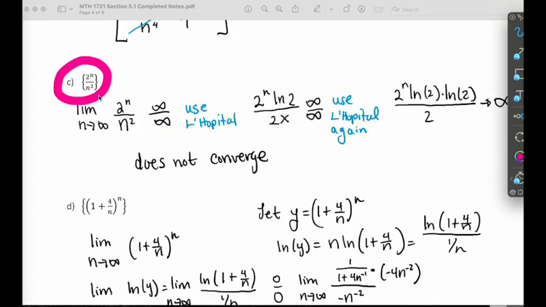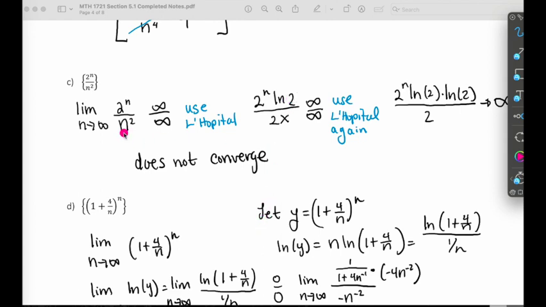In part C, I get 2 to the n over n squared. When I try to take the limit as n approaches infinity of this sequence, as I plug in numbers that are really large for n, I can see that this is going to approach infinity in the numerator and infinity in the denominator. And so I have this set up in a way that I can use L'Hopital. So I'm going to take the derivative of the top and the bottom separately. When I take the derivative of the top, I get 2 to the n times the natural log of 2.